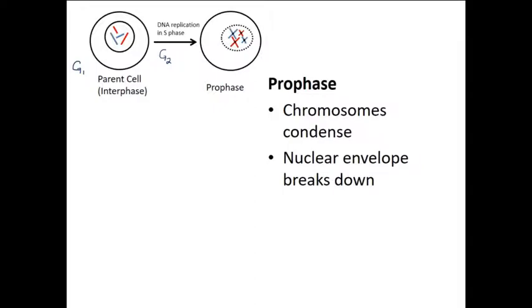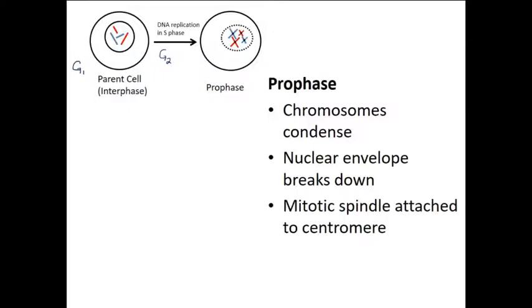The other thing is that the nuclear envelope will break down, and that's why this is shown here with a dotted line. The nuclear envelope breaks down, and all the organelles are just squeezed to the side of the cell, and the whole main part of the cell is given over to the process of dividing that DNA between the two new cells. And then finally, the last thing that happens is mitotic spindles grow out and attach to the centromere of the chromosomes.